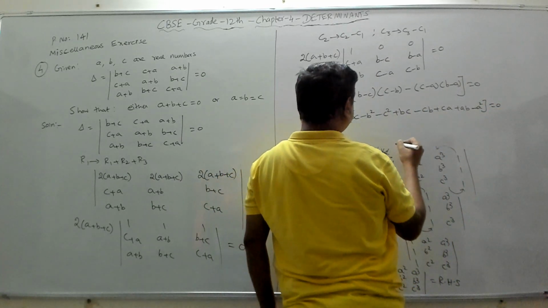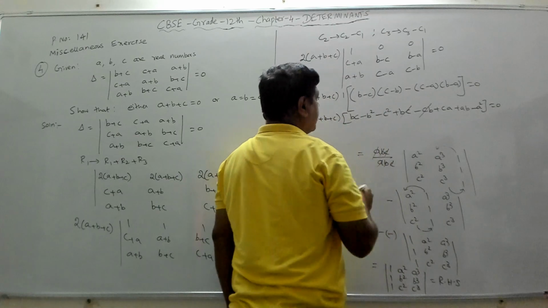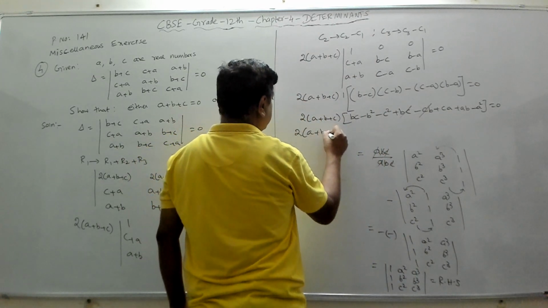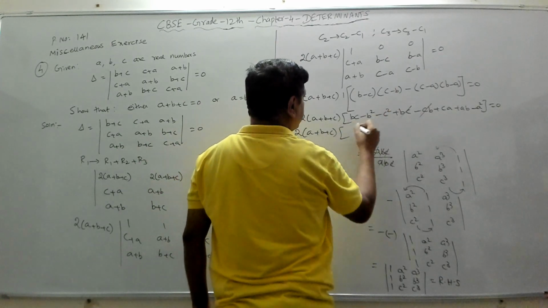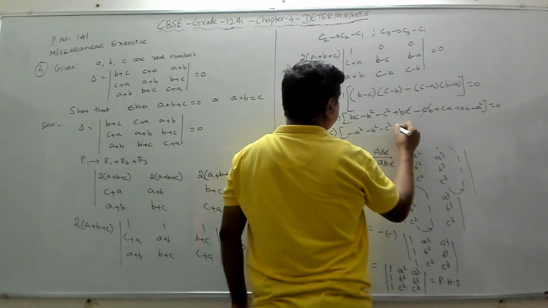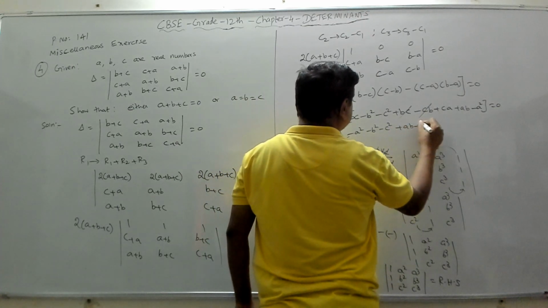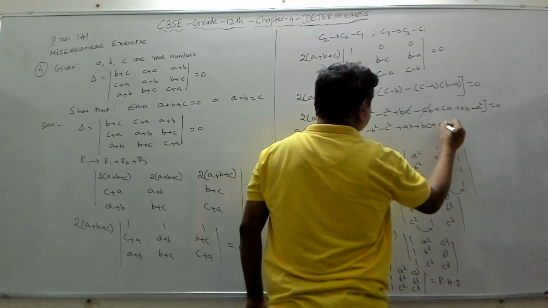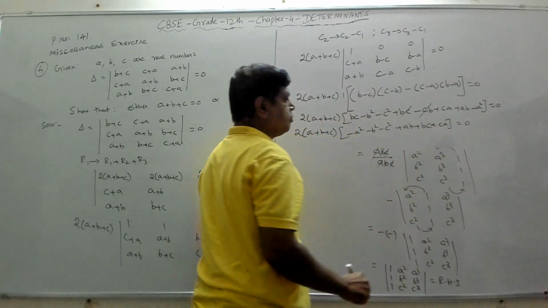Now you see that bc minus bc is cancelled. So we have 2 times a plus b plus c into, here I have minus a square minus b square minus c square plus ab plus bc plus ca equal to 0. Fine.